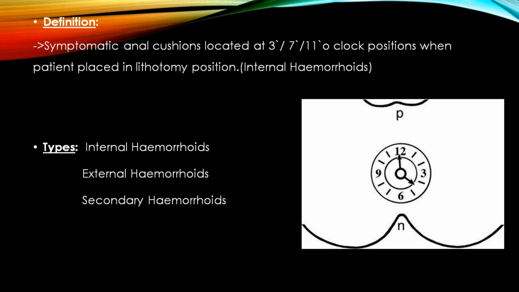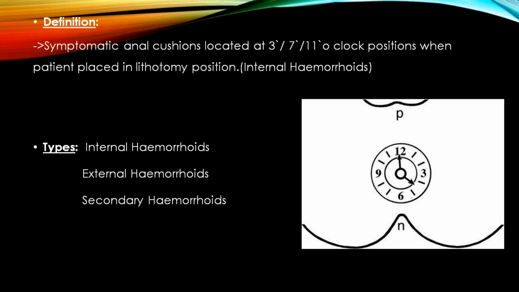When the patient is placed in the lithotomy position, here you can see in the diagram, you can see both buttocks, anterior perineum, behind posterior is the coccyx, middle is the anus. If there are symptomatic anal cushions at 3 o'clock, 7 o'clock and 11 o'clock, which are the primary positions, then they are called hemorrhoids, and those are internal hemorrhoids because they are located within the lumen of the anal canal, above the dentate line.